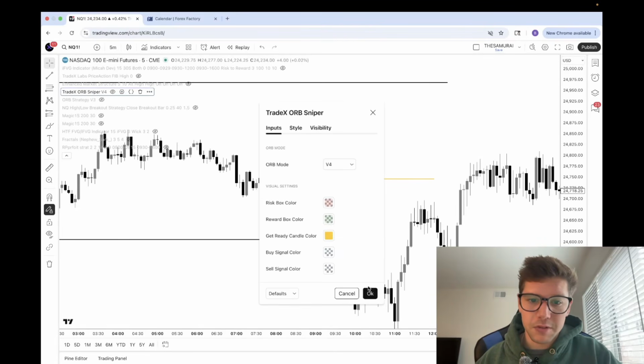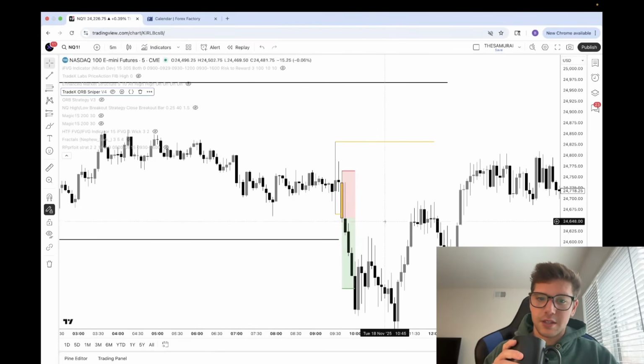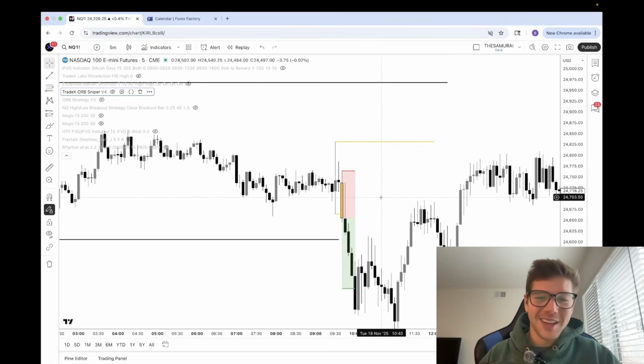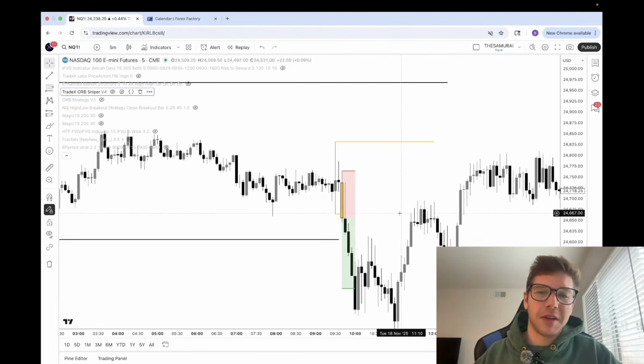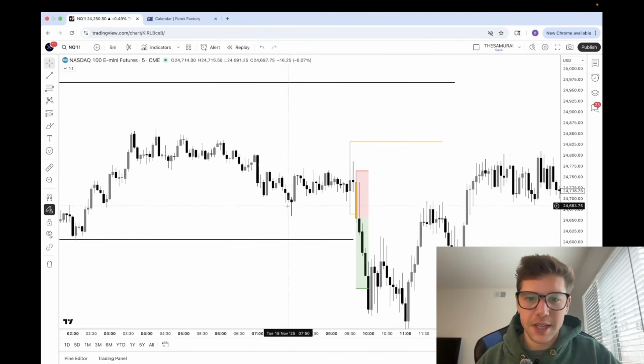In this case, I would have switched to V4. Just give this one a second. So V4 ended up being the exact same candle as V1. But let's go ahead and explain V4, as that is the version I would have chosen for today.